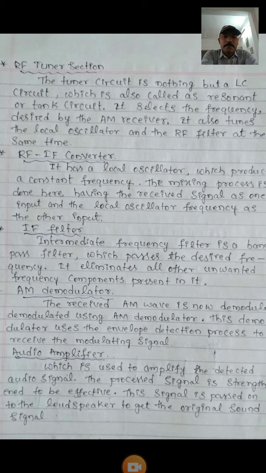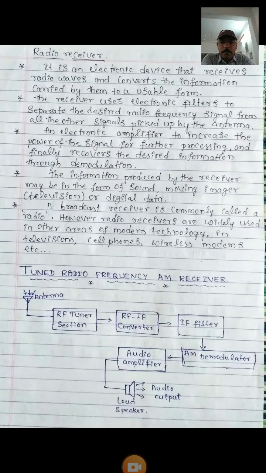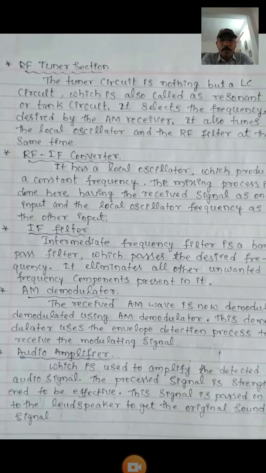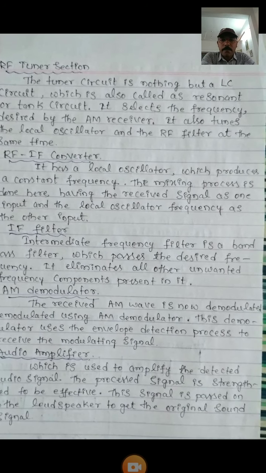Okay, yes. Next is the RF filter, or radio filter, or radio tuner. Now see the diagram. The second part is the RF IF converter. What does the RF IF converter mean? It has a local oscillator which produces a constant frequency. The mixing process is done here, having the received signal as one input and the local oscillator frequency as the other input. So in this section, we have a local oscillator.